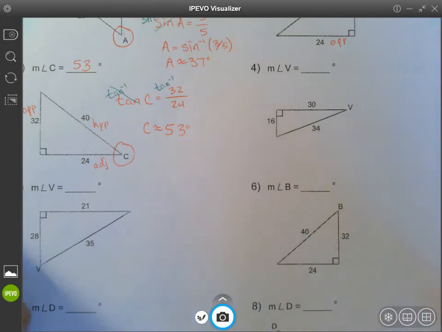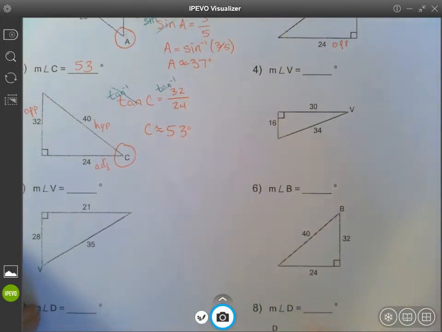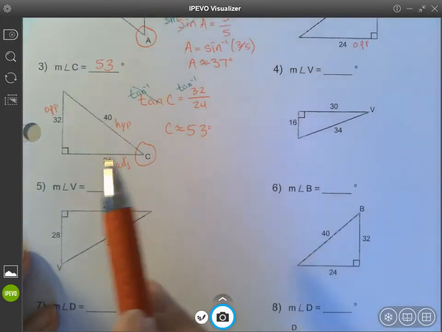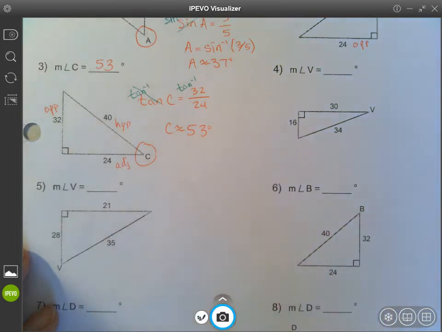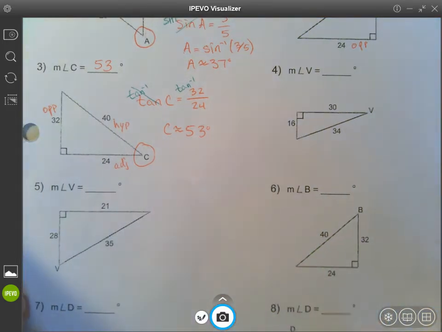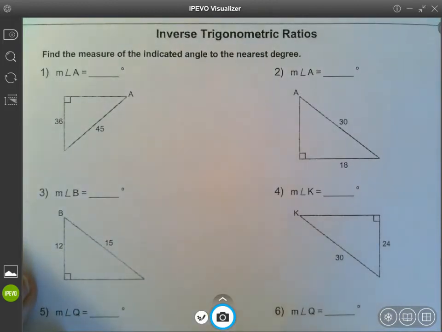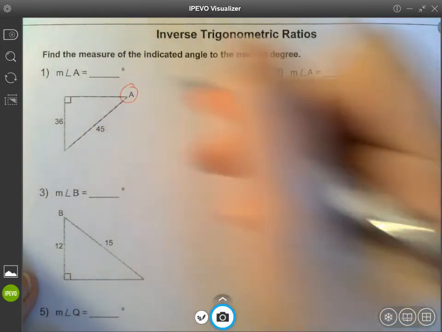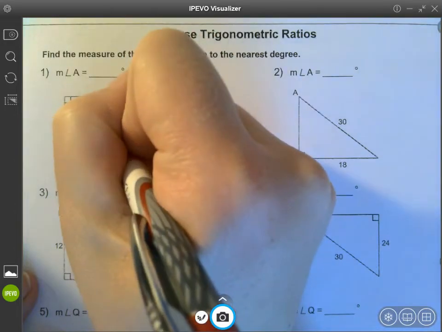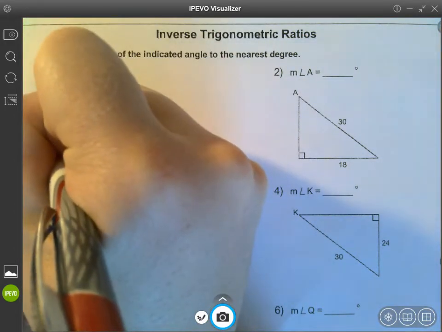Now, flip it over to the back. You don't have all three sides. That's a difference. And all of these, you could pick sine, cosine, or tangent, depending on which sides you want to use. But on the back, I'm forced to use a specific one. So circle your angle. This is my hypotenuse, and this is my opposite.